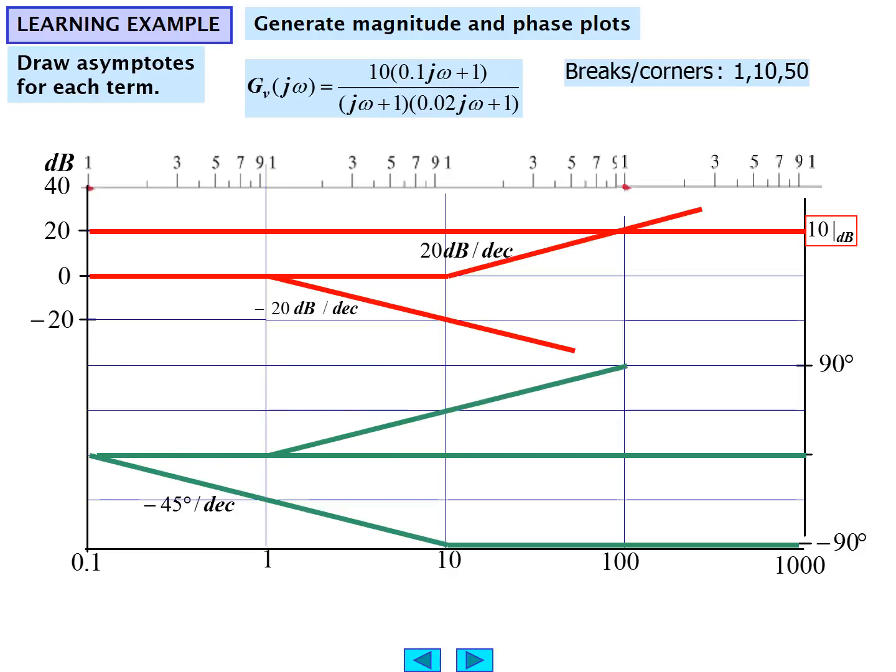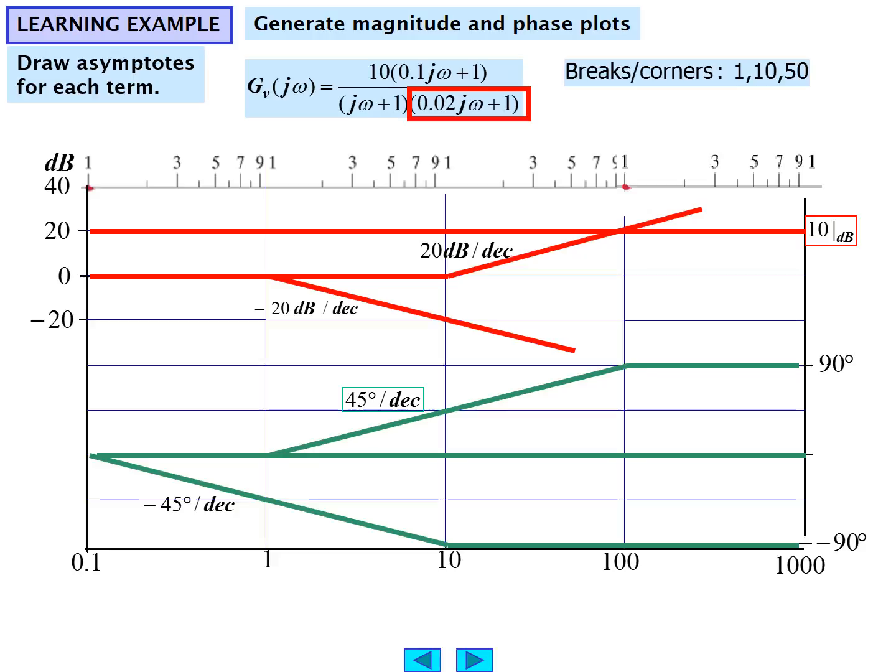The phase angle does the same. It goes through minus 45 degrees. I'm sorry, plus 45 degrees, because it's a 0 and not a pole, at 10, the break frequency, and will go up plus 45 degrees per decade. So from 10 to 100, it goes from 45 degrees plus to 90 degrees plus, where it basically stops increasing, becomes 90 degrees. So that's 45 degrees per decade.